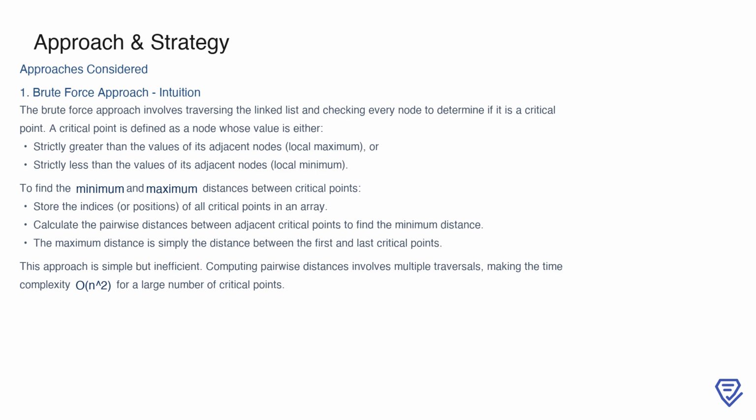Using this array, we can calculate the pairwise distances between consecutive critical points to find the minimum distance. Similarly, the maximum distance can be determined by simply calculating the distance between the first and the last critical points in the array. However, while this approach is simple to understand, it's not particularly efficient because calculating pairwise distances involves multiple traversals of the list. This makes the time complexity of the brute force approach O(n²) when there are many critical points, which can be quite costly for larger linked lists.